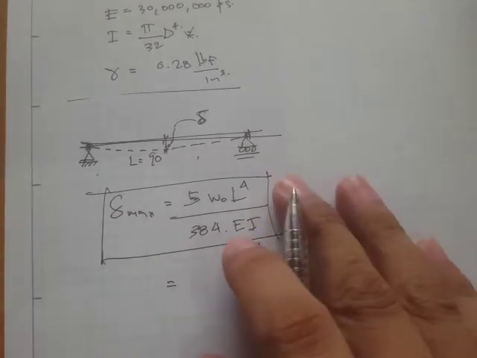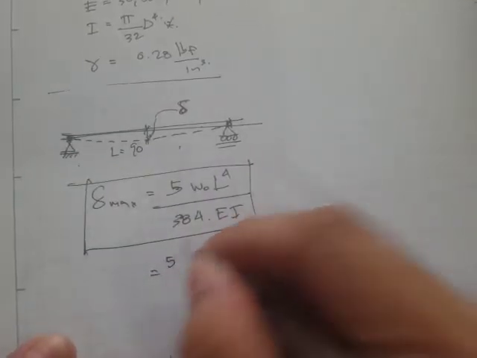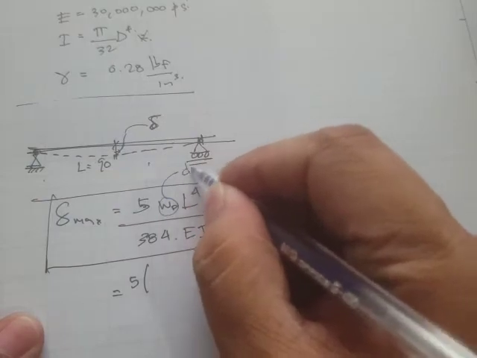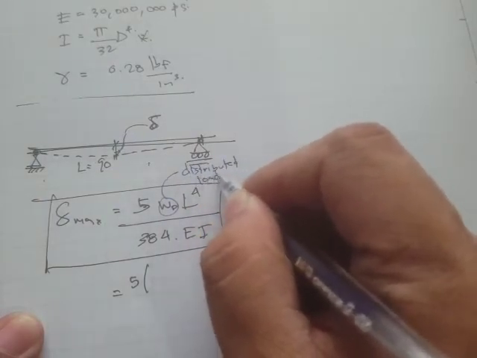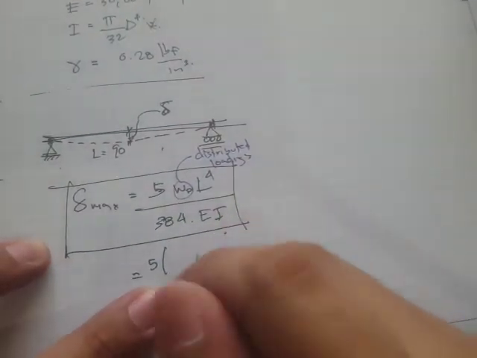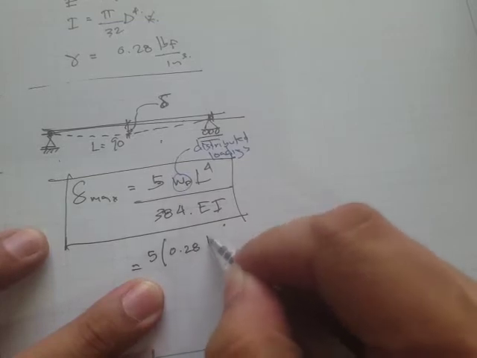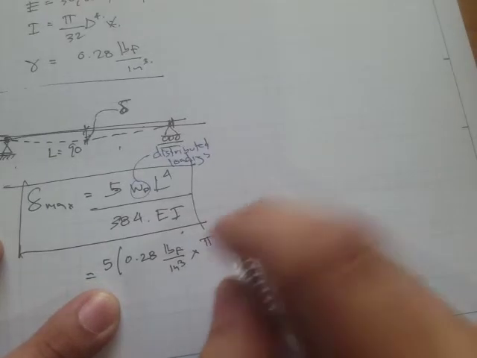Okay, so let's do that. 5 times this distributed weight, or distributed loadings. We can solve that using the weight density, 0.28 pound-force per inch cube, times the cross-sectional area.